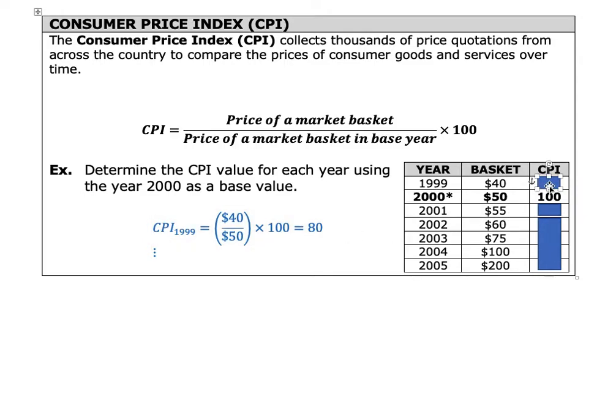Next, if we're interested in the CPI score for 2001, notice that our price went from $50 to $55. So we're talking about the percentage increase of $50 to get to this point. So it's not a $5 increase, we're talking about percentage. We get our value by 55 divided by 50, which is 110, when we multiply by 100.